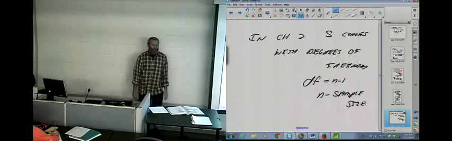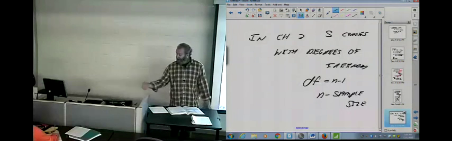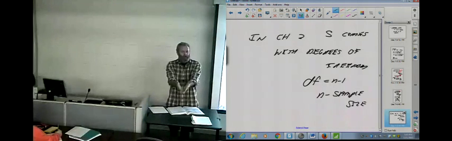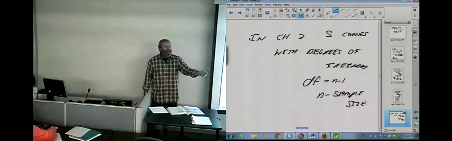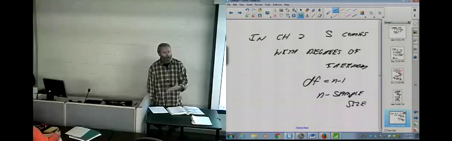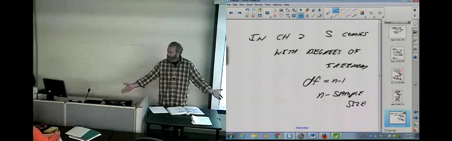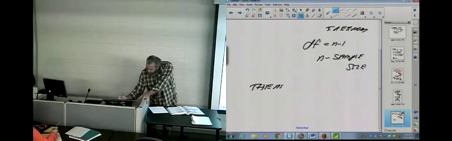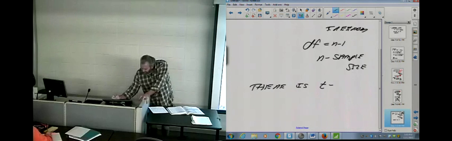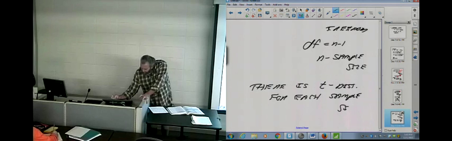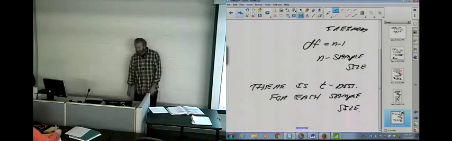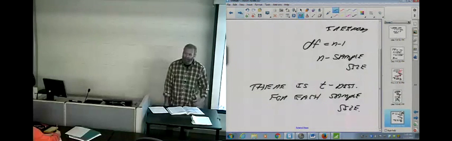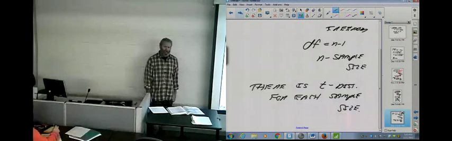Then what the little box is trying to tell you is when you pick out the right t distribution, you pick out the t distribution with n minus 1 degrees of freedom. There is a different t distribution for every sample size. And the way you pick out the one you're going to work with is based off of the degrees of freedom. And it's always one less than your sample size. In other words, there is a t distribution for each sample size. If you're looking at a sample of size 50, then we know the degrees of freedom is 49. You'll be looking at the t distribution with 49 degrees of freedom.